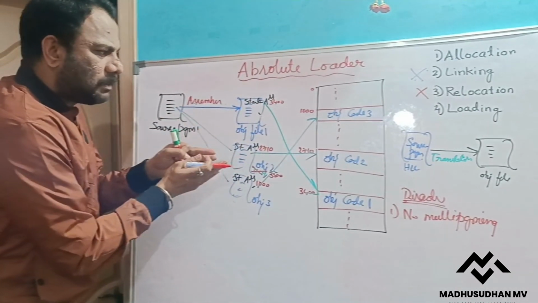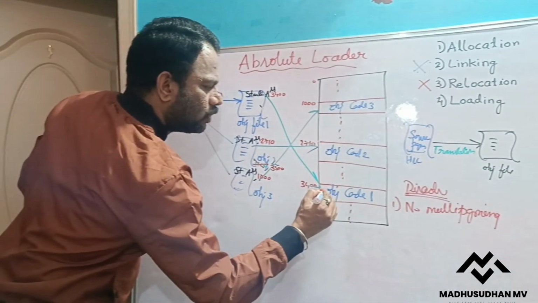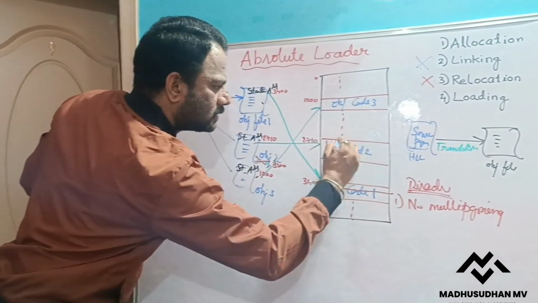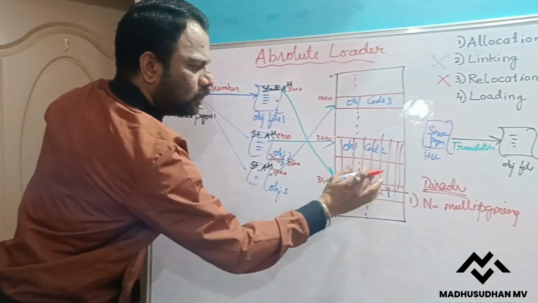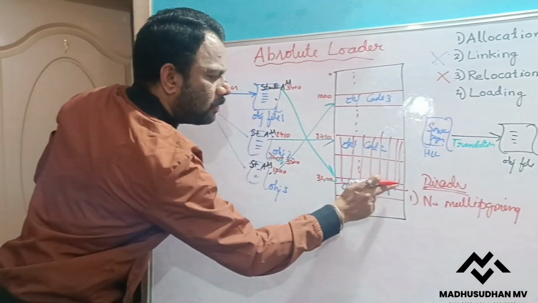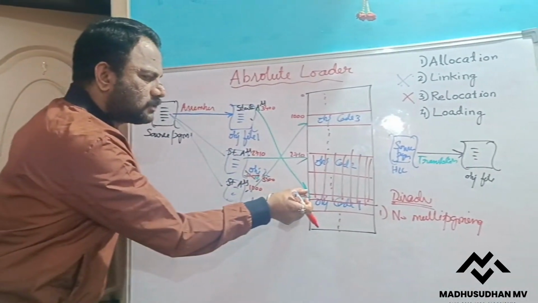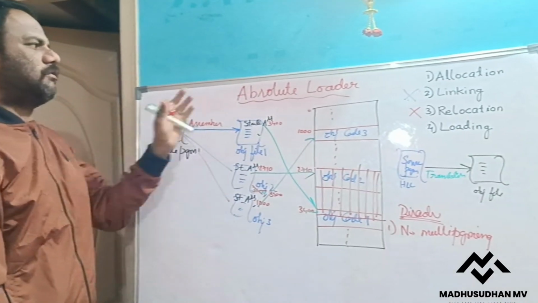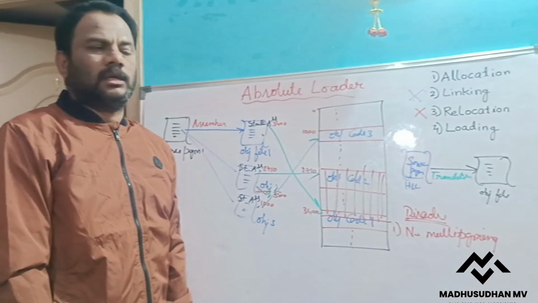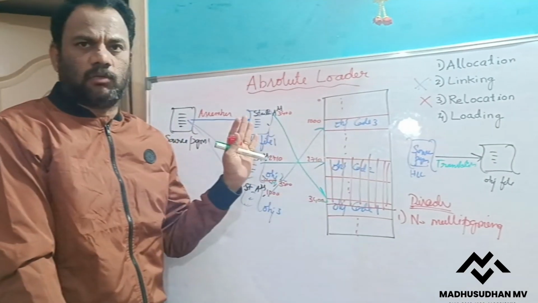So now what is the problem? When it extends up to 3500, it occupies the object code 1 space. Object code 2 occupies it, which means this space of object code 1 will get replaced, overwritten. So that means we won't get that functionality. This is the major disadvantage of the absolute loader. So you know the concept of the absolute loader and its disadvantages.